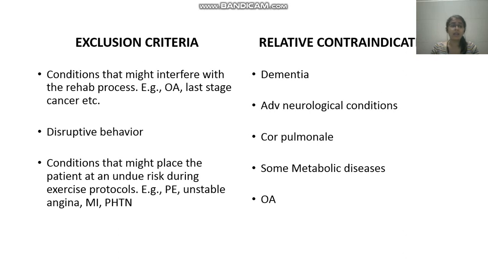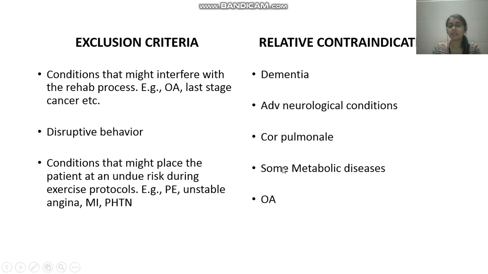Conditions that might place the patient at undue risk during the exercise protocol, for example pulmonary embolism, unstable angina, myocardial infarction, or pulmonary hypertension, etc. So if the patient has been on bed for a long time, you do not just make the patient sit, stand and do exercise therapy as a whole in one go. You have to progress slowly. Otherwise you'll risk the patient developing pulmonary embolism, or unstable angina for a patient who has already had an MI, etc. So there you need to be careful in your decision making.